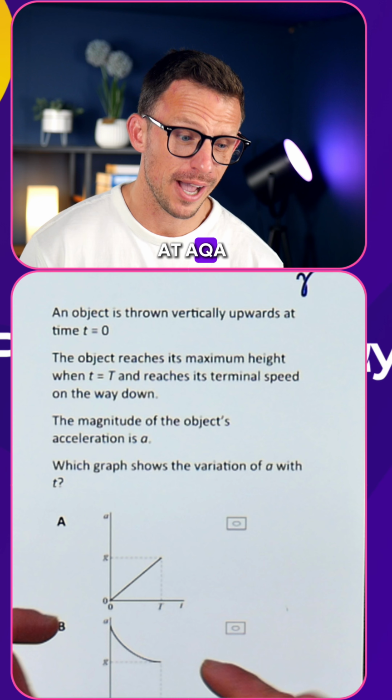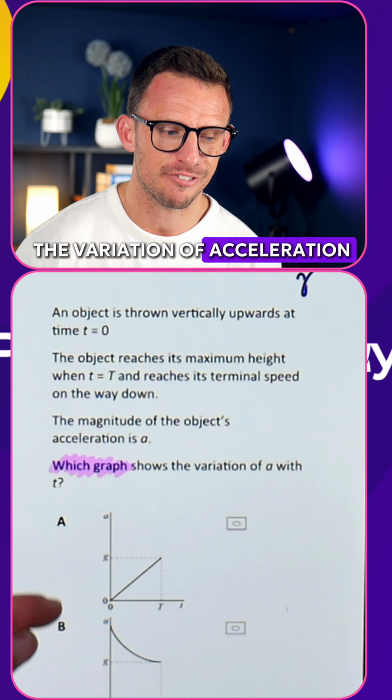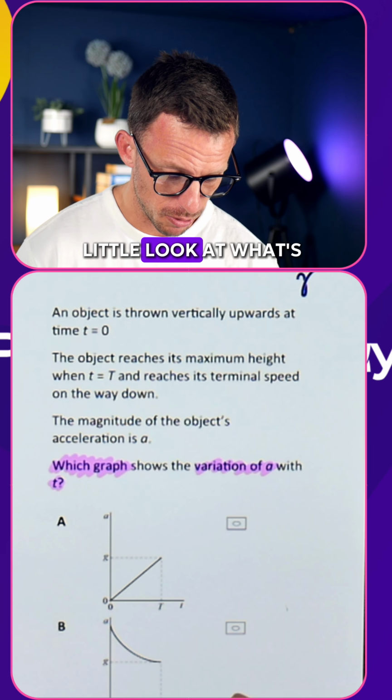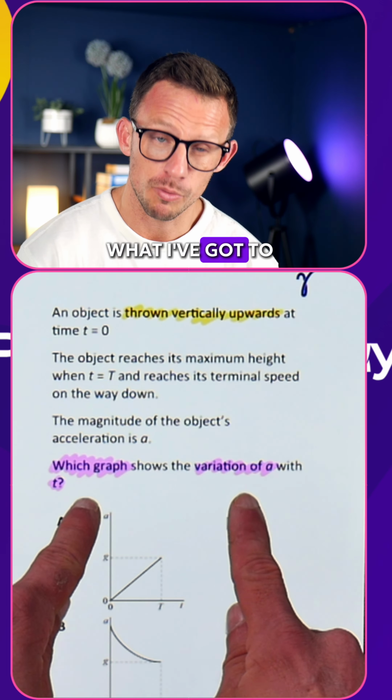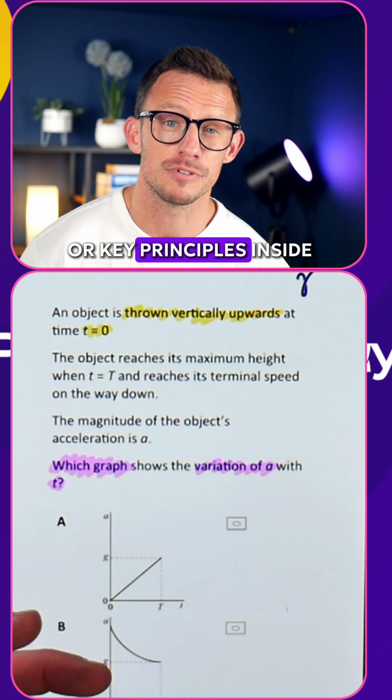This time we're looking at AQA, and it's a multiple choice, and we're looking at the variation of acceleration versus time. Pretty uncommon, actually. But let's have a little look at what's going on. Once I've identified what I've got to look for, I'm going to go up and identify some key markers or key principles inside the question.